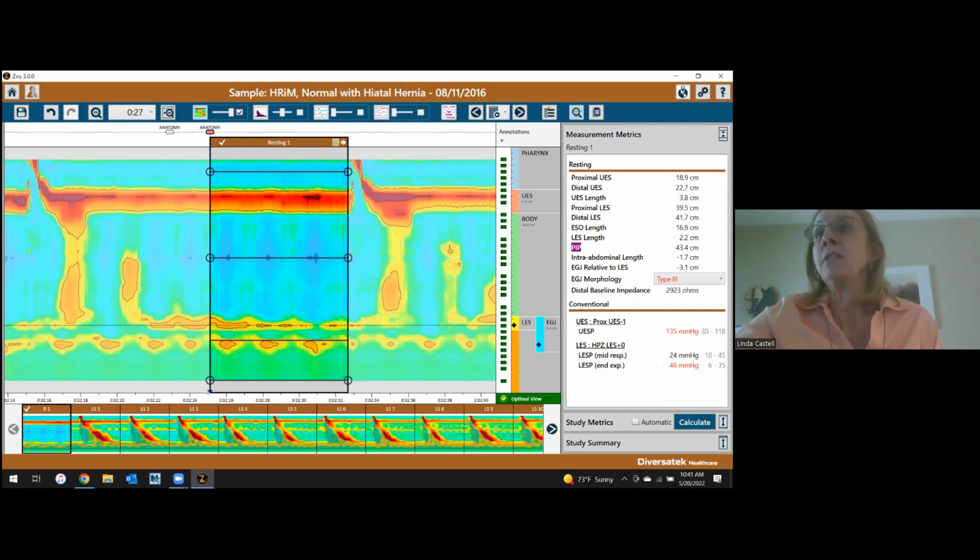Now the computer will tell you that the LES length is 2.2 centimeters. And then this hernia is 3.1 centimeters. Oh, I'm sorry, intra-abdominal length. So yeah, the 3.1 centimeter one is this one. Intra-abdominal length, no, I'm sorry, it's 1.7. So this is a 1.7 centimeter long hernia. You look at the intra-abdominal length.